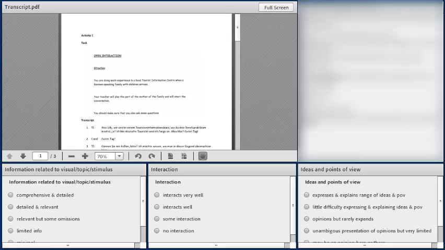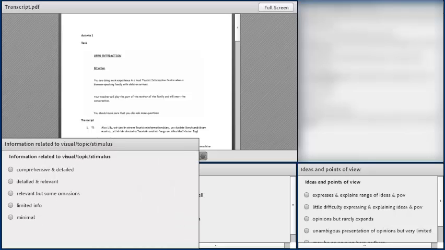Okay, we've had quite a few people give their votes, so I think we'll start to have a look at those. Mel, if you could just expand, please, the poll that says related. Thank you. The information related to the visual topical stimulus. I'm going to broadcast the results, so you should all be able to see what people felt about this performance in terms of how much information, how detailed and relevant the information was that the candidate gave. And I think it's quite interesting there to see that most people have gone for relevant but some omissions.